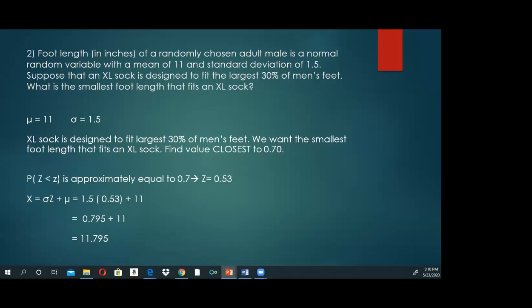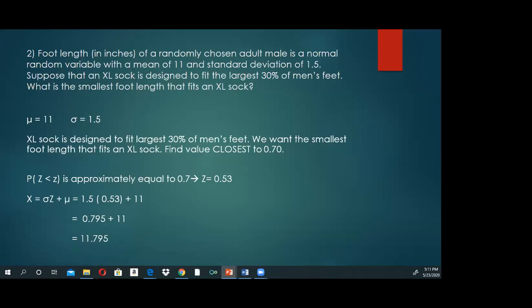How do we do that? Because we know that the 30% accounts for the largest, to find the smallest, the smallest will represent the 70%. Remember that the sum of all our probabilities must be equal to 1. So how did I get the 70? All I did was subtract 0.3 from 1, or you could say 30% from 100%, and I got the 70%.